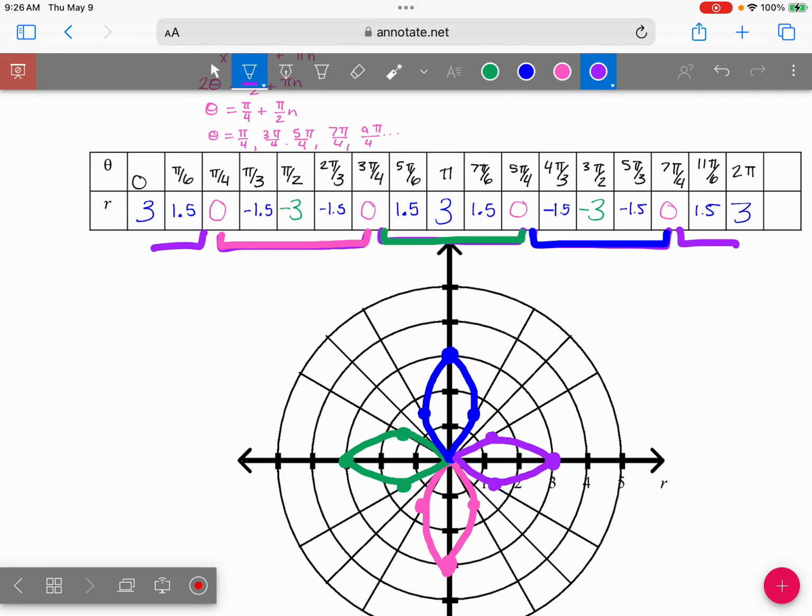Okay, so the roses are weird and complicated and obnoxious. But they're pretty.